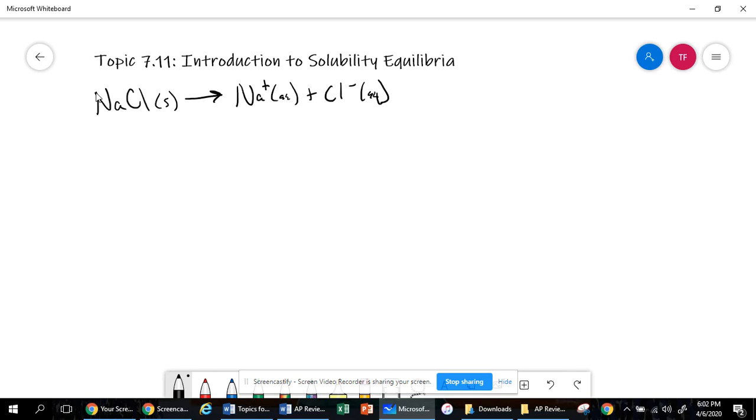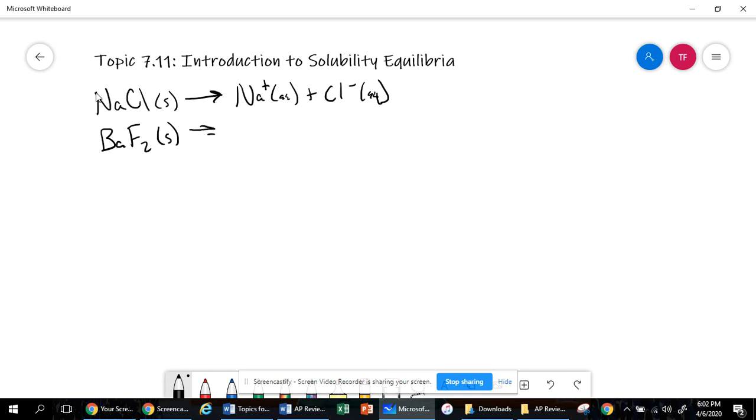Some salts, though, are very, very insoluble, and so we also want to talk about those salts. What happens to them when we put them in water? For instance, if we have barium fluoride, if you looked on your solubility chart, you would see that it is insoluble. But to a very small extent, some of the barium fluoride will break apart.